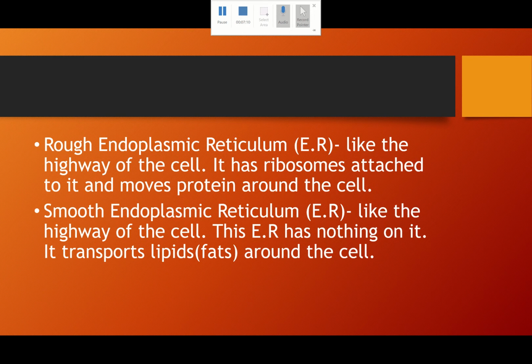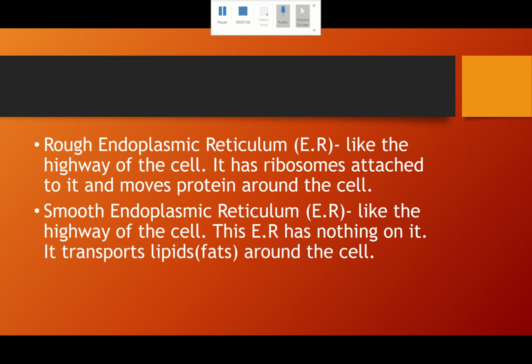Now we've got two. These are a little rough. Rough endoplasmic reticulum and smooth endoplasmic reticulum. If you see in parentheses there, I've got ER. You can call them the ER. So it's the rough ER and the smooth ER, but the full name is endoplasmic reticulum. So these act like the highways of the cells. They're going to move things around.